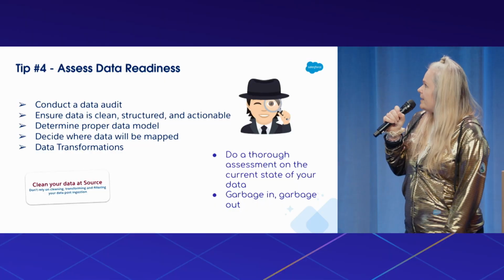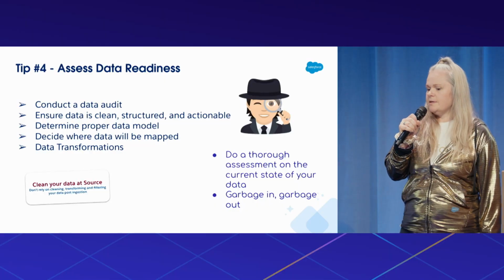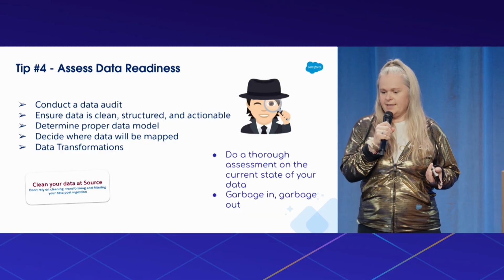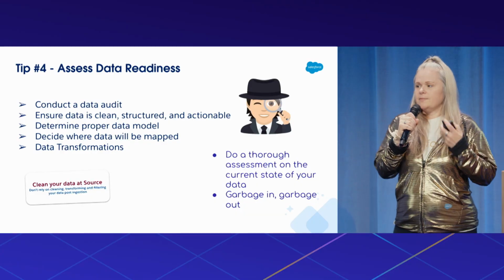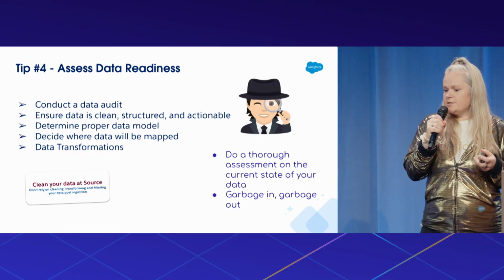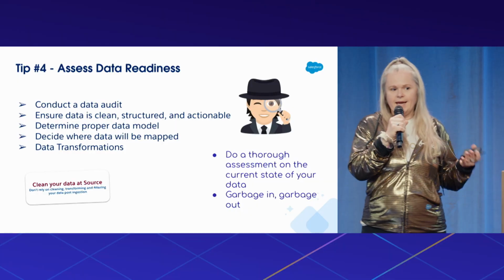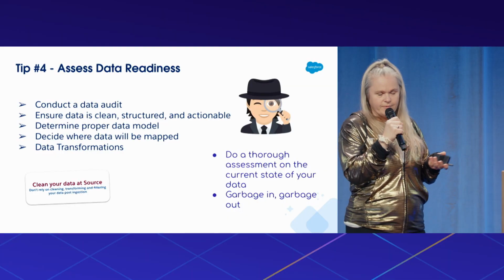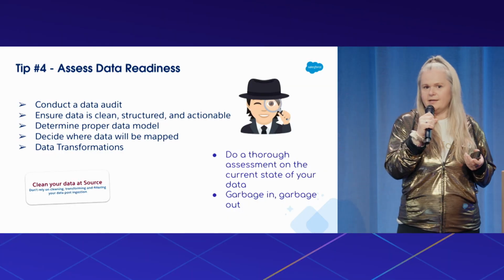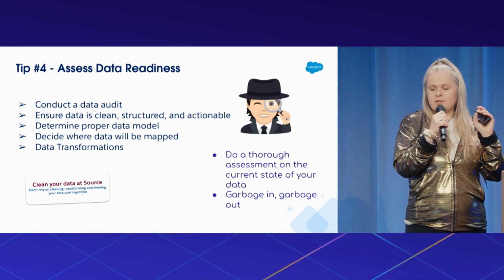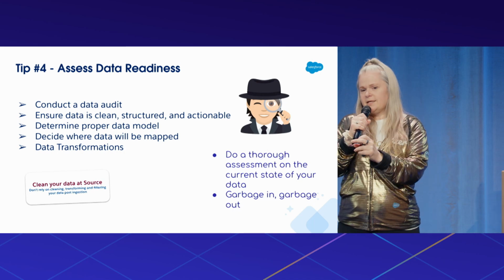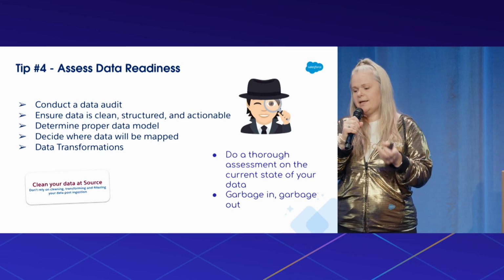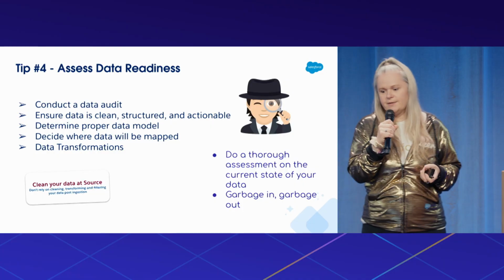Tip number 4, assess your data readiness. This is also critical. You really need to do a data audit of your source data. Like I said, sometimes you might not really understand that data, so to understand how to get it into the right places in Data Cloud, into the right objects, and perform the right mappings, you've got to do that data audit. You also have to look at the source data types versus the data types of the fields and attributes that you're going to be moving the data into within Data 360.